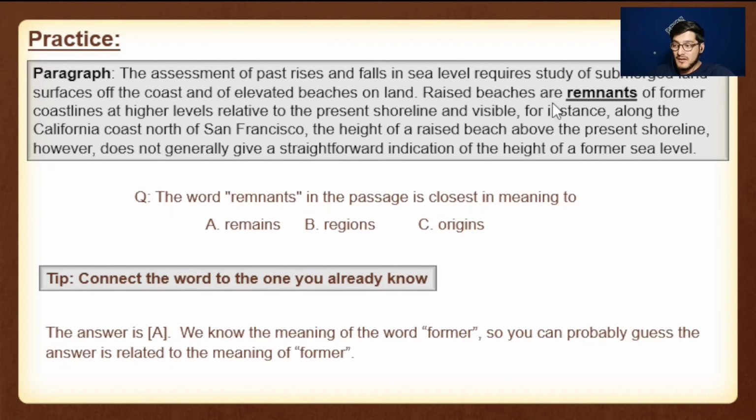Remnants is something that we can see here. It's used with the to be verbs. The origins are not still here. As for the regions, a location cannot be a location of another location. It's obvious. The only option is remains. That's it for the practice question. Let's go to the next slide.